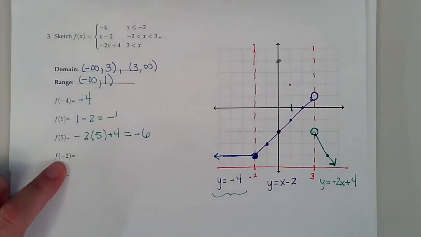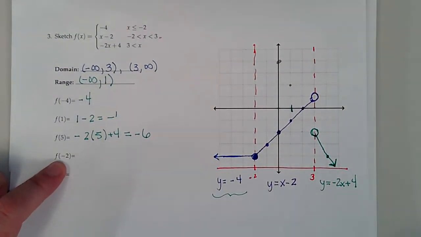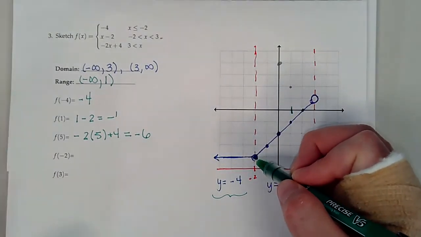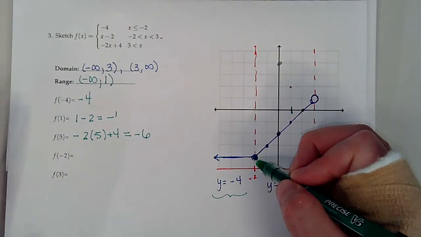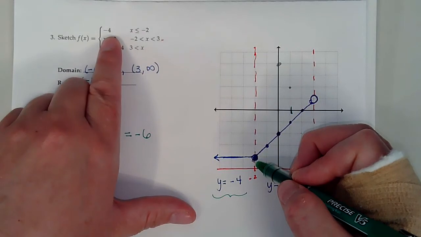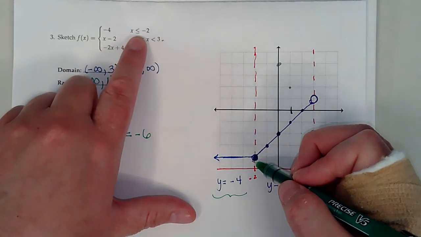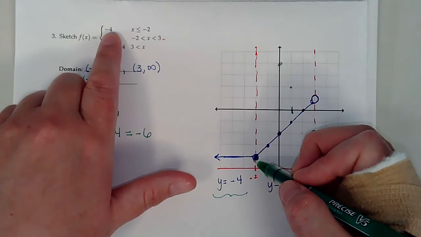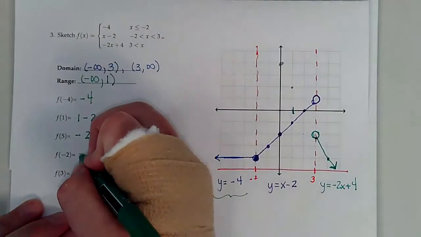Right, f of negative 2. So this is on the fence line. These are the ones you have to pay close attention to. Graphically, there's just the 1 point here, so that does make it easy. The other way, if I'm just looking at this part of the piecewise function, I see that the negative 2 is included in this first part. So I get that value of negative 4 there.